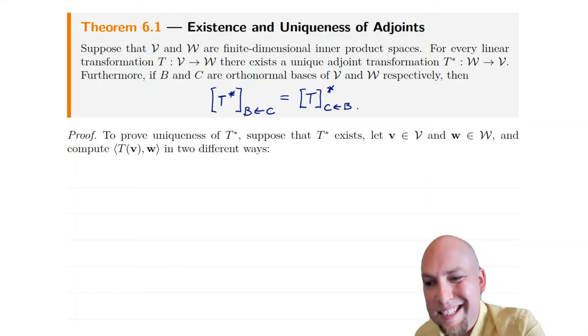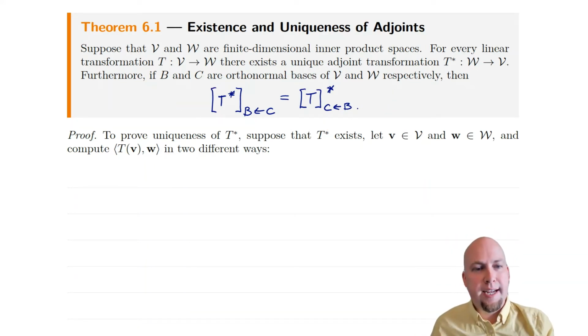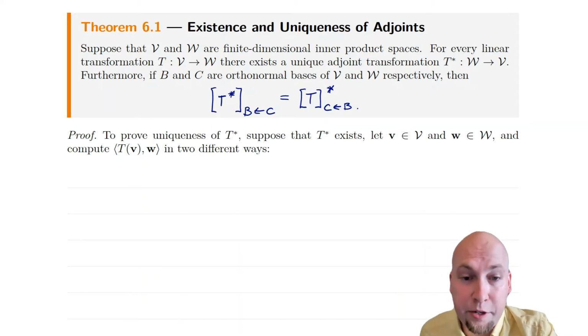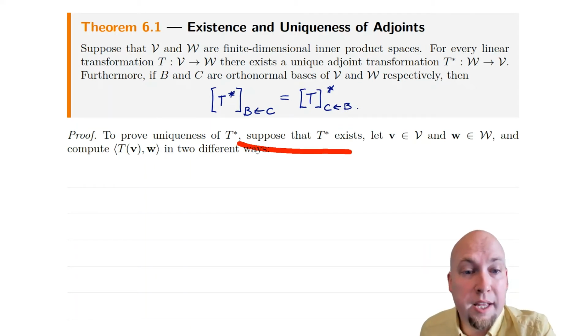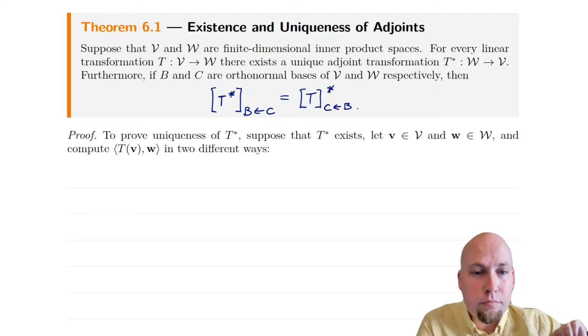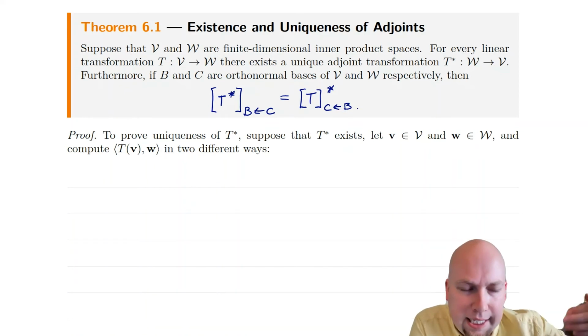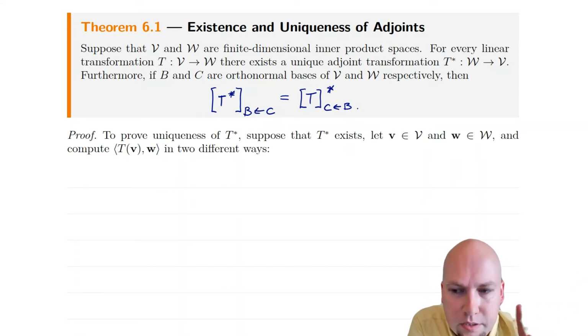And actually, at the same time as we're proving uniqueness, we'll prove this formula for the standard matrix of the adjoint linear transformation. So for now, we're proving uniqueness. So we're just going to assume that T star exists. We're not going to worry about existence yet. We'll prove that later. All right, so if T star exists, we want to show that there's not another T star out there. We want to show that there's only one of them.